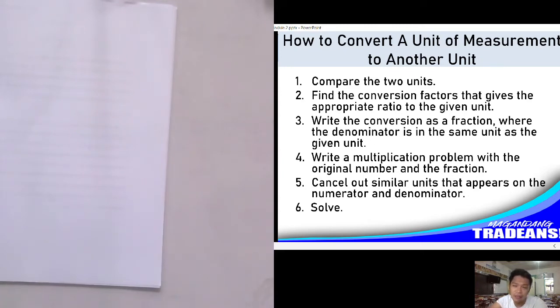So, step number 2. Find the conversion factors that give the appropriate ratio to the given unit. So, what process are we going to do here? What is the correct one to do? Is that through multiplication or division?